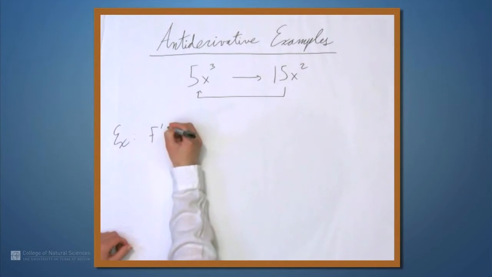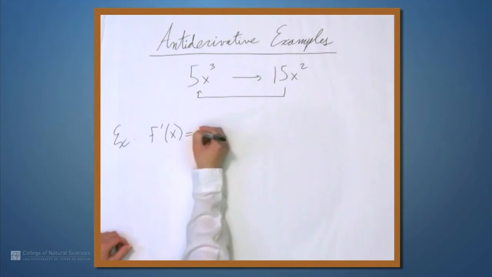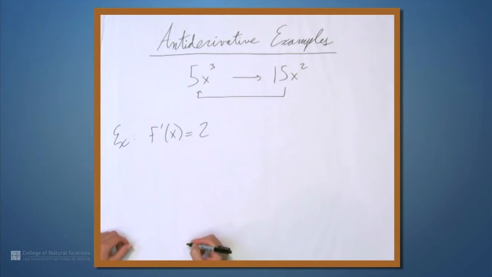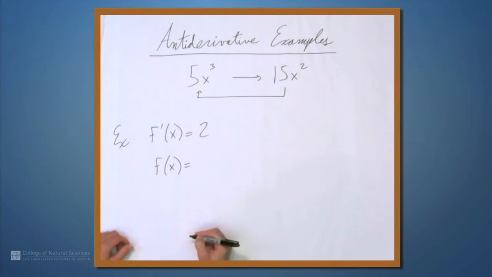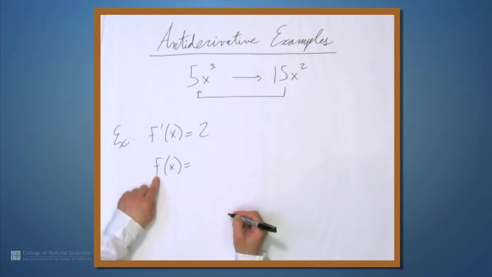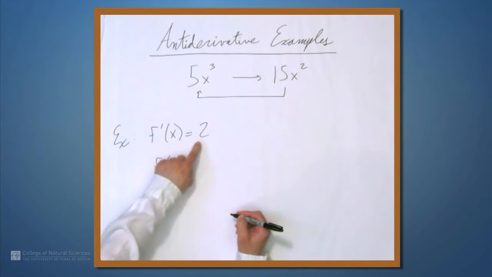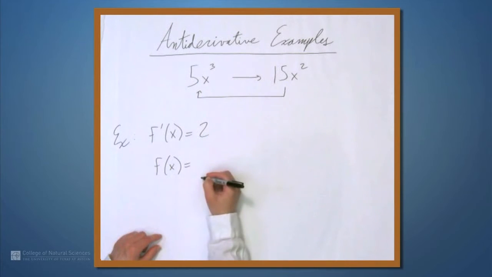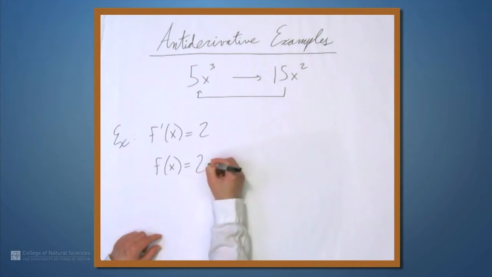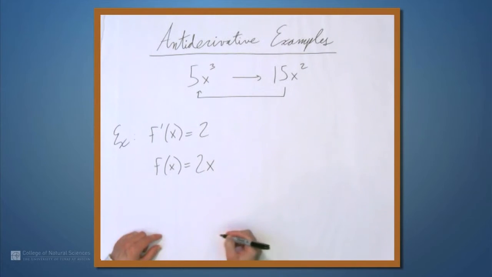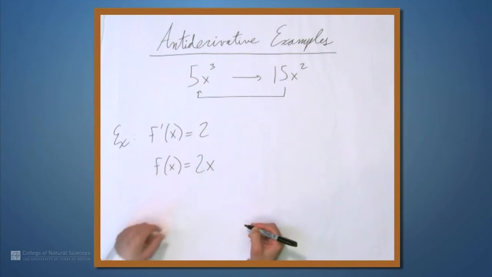Suppose we're told that f prime of x is 2. What is f of x? Well, f of x is going to be the antiderivative, right? The thing whose derivative is f prime, or 2. And we know that the things that have a derivative of a constant are lines. And in this case, it's got to be 2x. The derivative of 2x is 2.